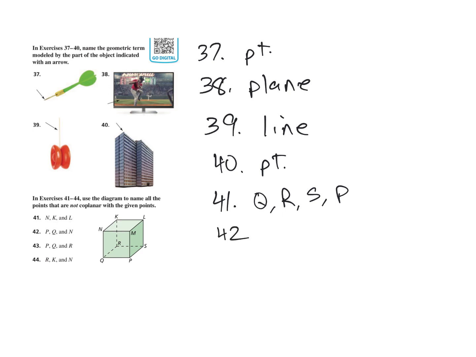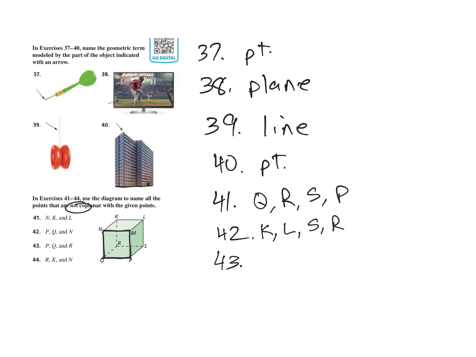42. The plane is PQN. So P, Q, and N. So here we're talking about the front of the box. Again, we want the points not on the front of the box. That'd be K, L, S, and R. And again, those could be in any order.